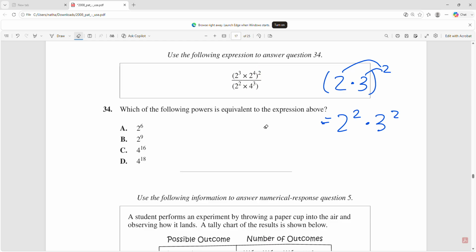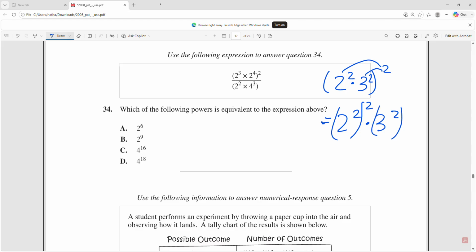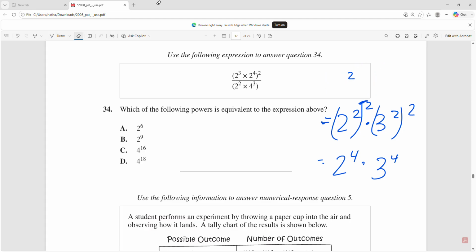So if I have something though, like an exponent inside here, that would be like saying I have 2 squared and I have 3 squared, all squared. So from that point, we would have to multiply because we're doing an exponent to an exponent. So we would get 2 to the 4 times 3 to the 4 if we had those exponents inside. Okay, quick example. So now let's look at what we have.